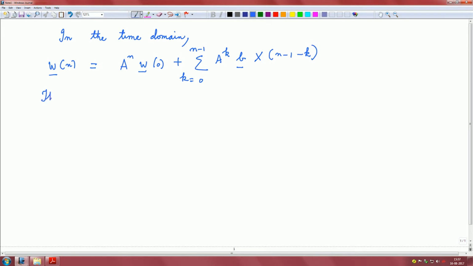and the output is y of n, which is C transpose into Wn, this is a vector, plus D times x, and you plug in Wn from the earlier step, and then you can simplify the rest of the equations. I hope this is clear to all of you.